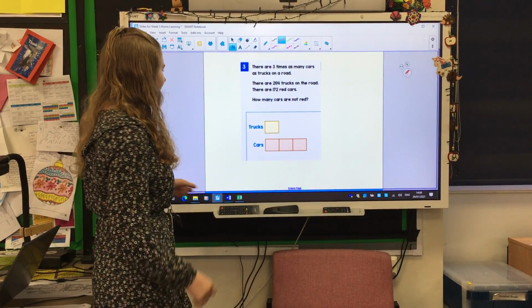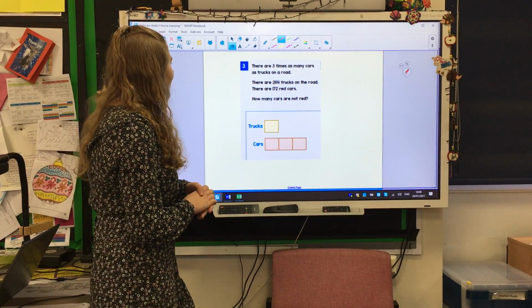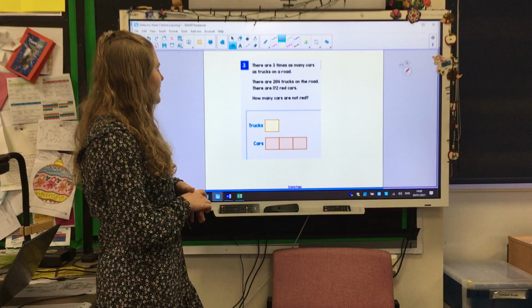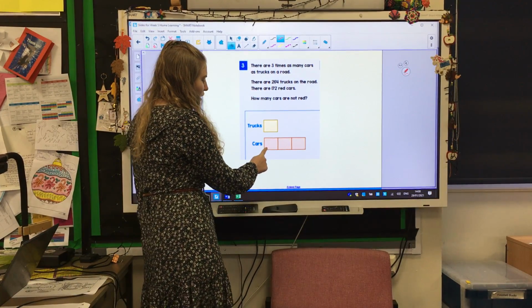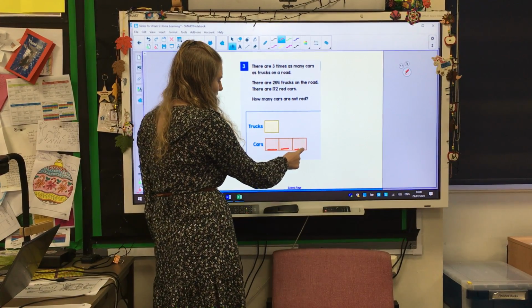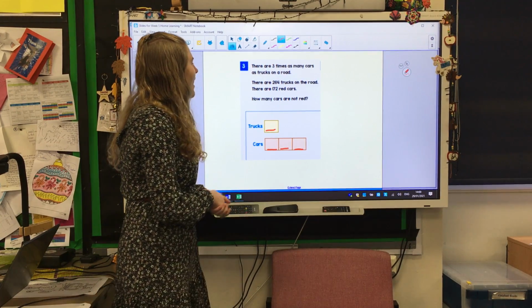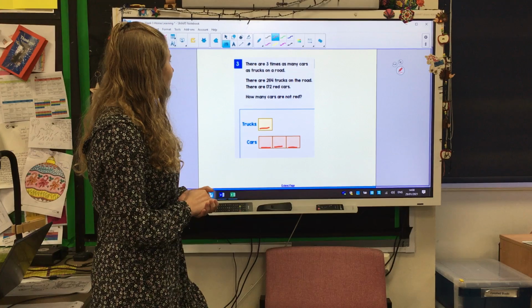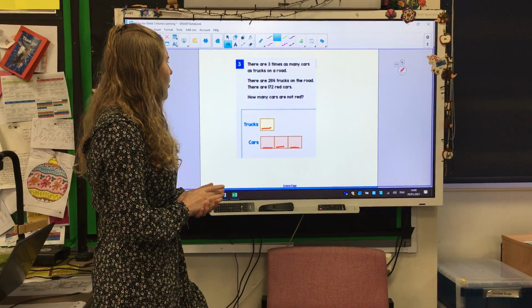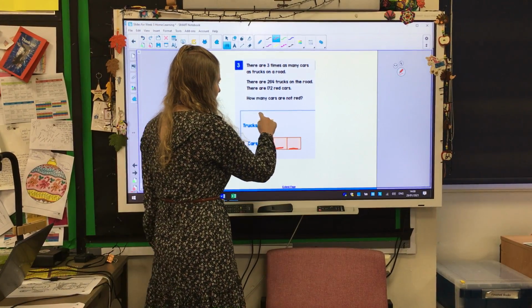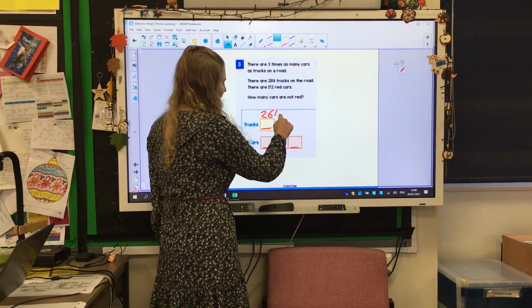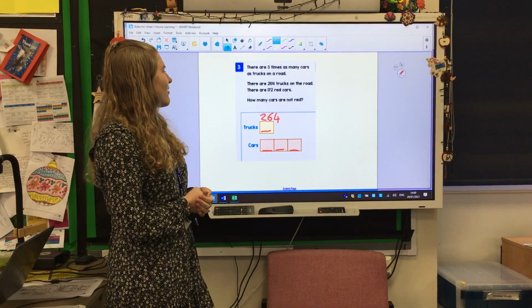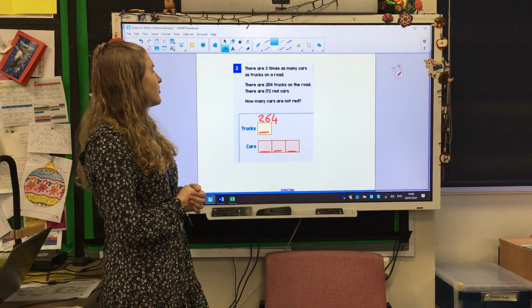Oh, I've just added an extra page just for fun there. Okay, so there are 3 times as many cars as trucks on the road. Can you see here? We've got 3 blocks with cars, 1 block with trucks. There are 264 trucks on the road. 264. There are 172 red cars. How many cars are not red?